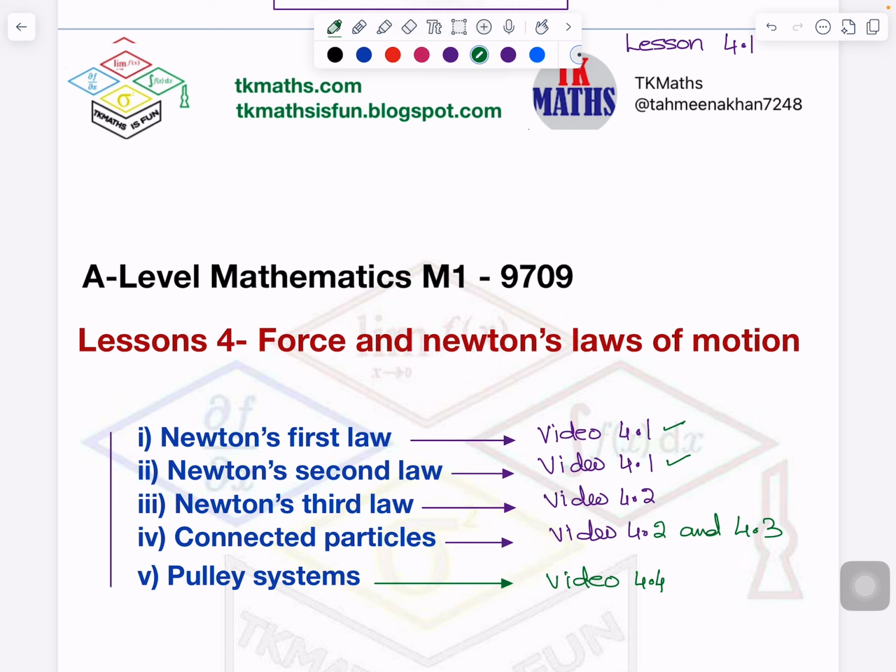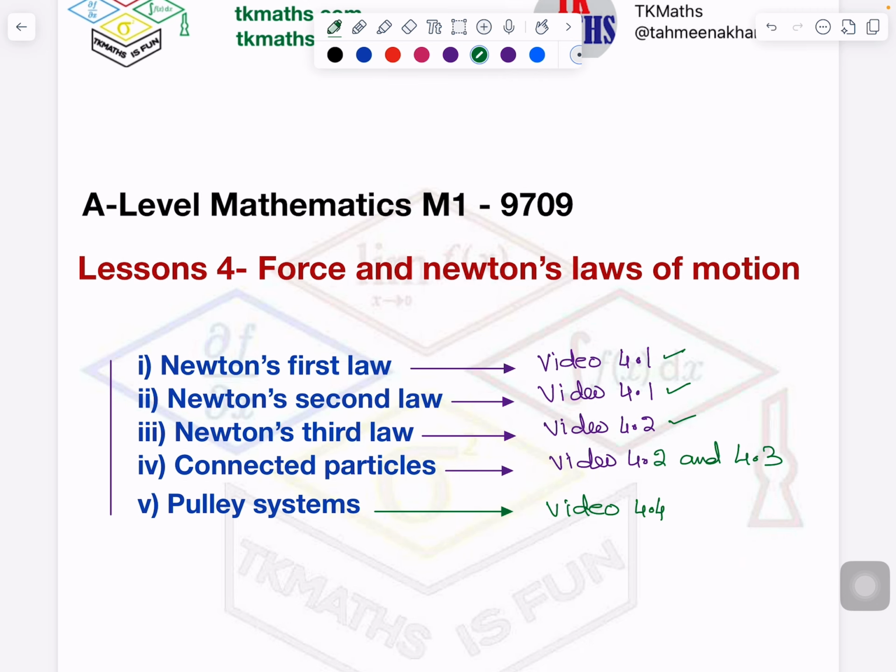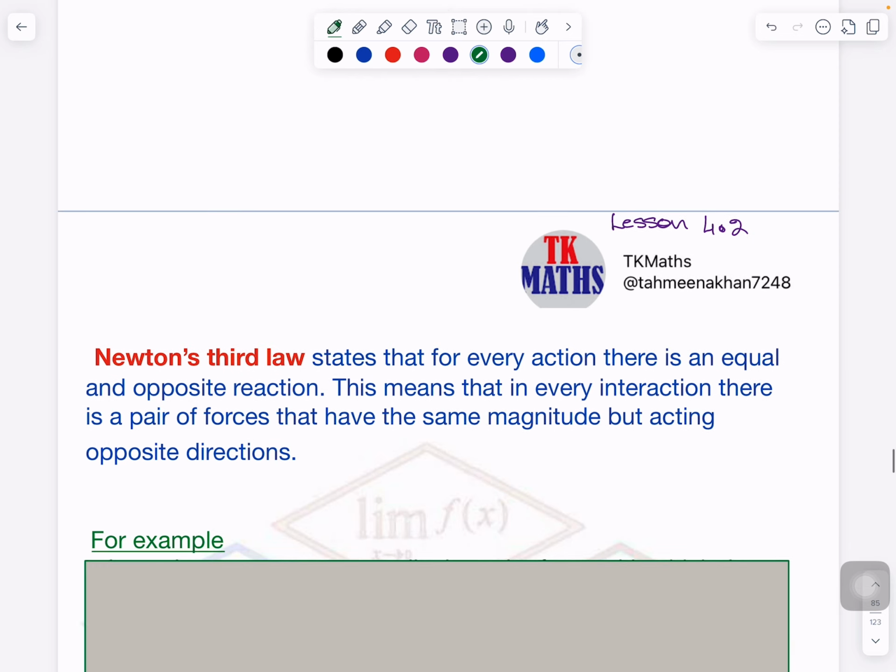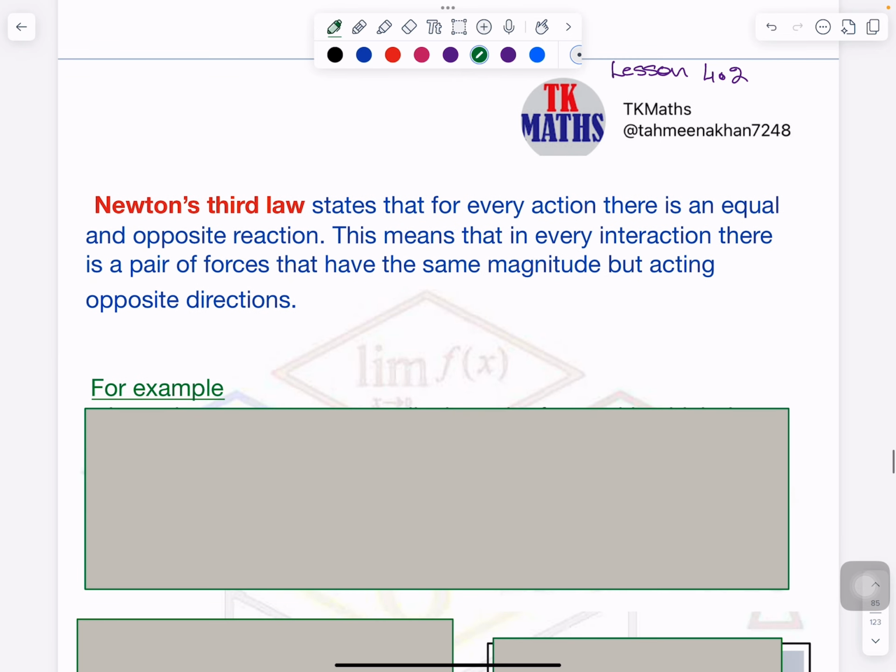Today's video is on the lesson Forces and Newton's Laws of Motion. It is a series of complete lessons of M1 A-level mathematics, and this video will be video 4.2, which will cover Newton's third law and a little bit about connected particles. For the rest of the video, you can find the link in the description below. So let's start with Newton's third law.